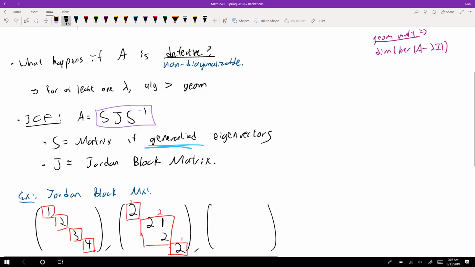Lastly, we can have a matrix that looks like this: 0, 0, 0, -3. And then let's say I have the 1 and the 1 above the zeros there. Now this is a 3-by-3 Jordan block, and the one in the bottom right is a 1-by-1 Jordan block. So in that matrix, you have 2 blocks. This is a Jordan block matrix, and these types of matrices are going to be the ones that go in the middle of SJS inverse.